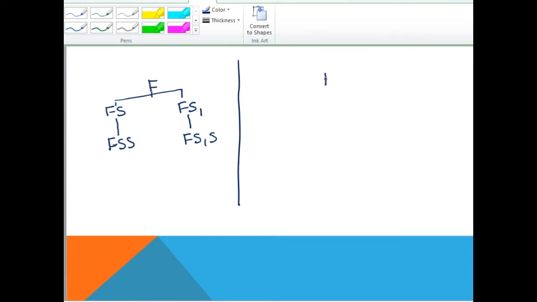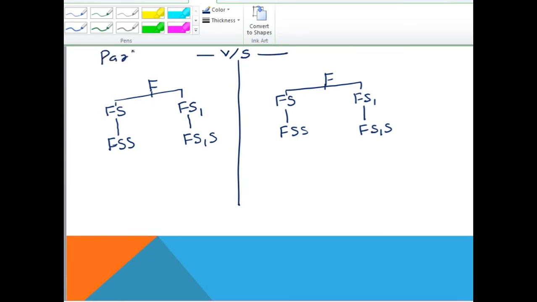Now similarly, draw this figure again. We will compare the difference between succession and partition. This is Fs, this is son of Fs1, Fs1s. Now let's see what is the difference between succession and partition. Let's say this is partition, and this is succession.